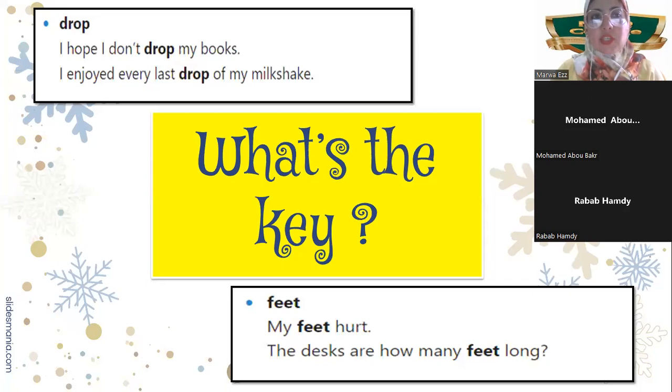Before we go, let's check some examples here. Read the sentences in front of you and identify the meaning of each bold word here. Ms. Rabab and Mr. Muhammad, identify the bold words here. In the first example we see drop, and down here feet. I have the same word in two examples. I'd like you to identify the meaning of the word in each sentence.